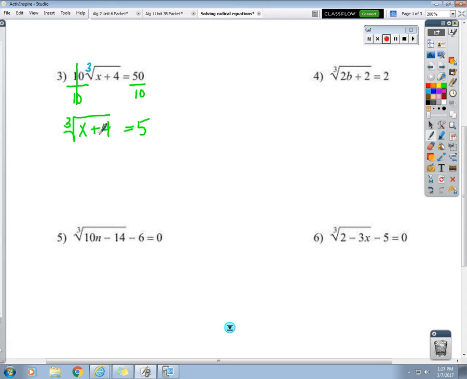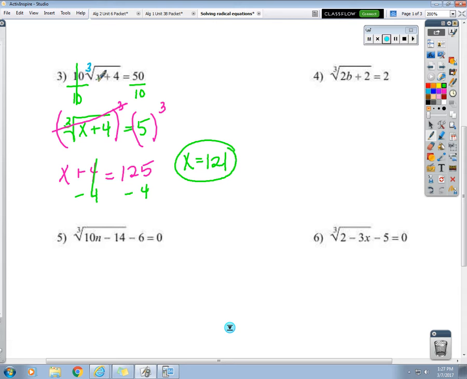Now, everything on this side is trapped up under the cube root. So we need to get rid of the cube root, and how do we do that? Cube it. Which means you also have to cube this side. Those cancel each other out because they're inverse operations, leaving just x plus 4. And what is 5 cubed? 125, and then the remaining step to isolate x is, right, and so x equals 121.